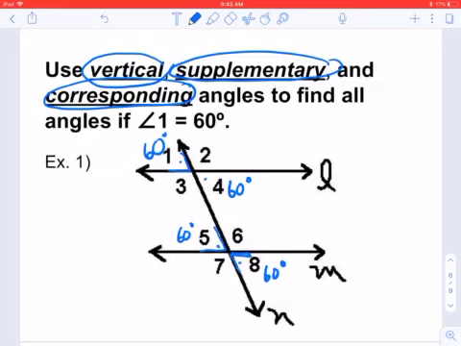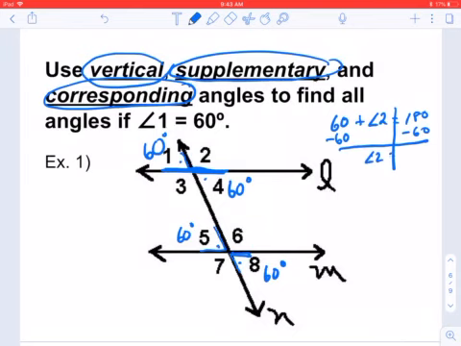Now I'm going to go back and find angle 2. I can see that angle 1 and angle 2, their outside sides form a straight line. So I know these two angles are supplementary. So I'm going to do a quick equation. So 60 plus angle 2 equals 180. If I solve for angle 2, I end up getting 120. So now I know angle 2 is 120 degrees.